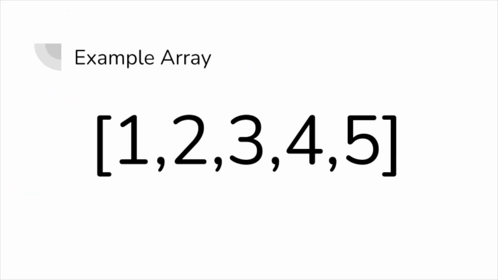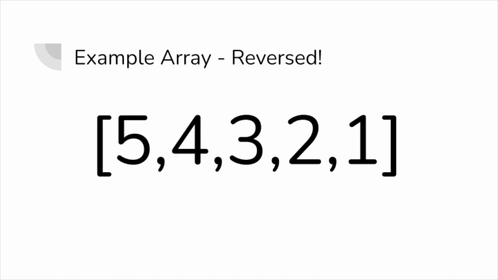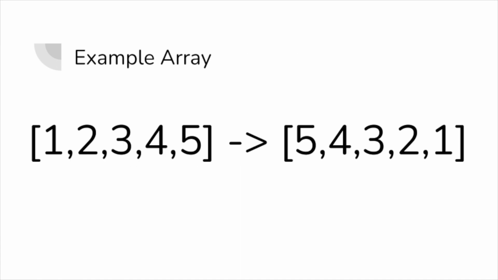Let's think about this with the example array 1, 2, 3, 4, 5. When we swap the elements in this array, or when we reverse the whole array, we get 5, 4, 3, 2, 1. We swapped 5 with 1, 4 with 2, and 3 with 3. We swapped the first element with the last element, the second element with the second last, and so on.